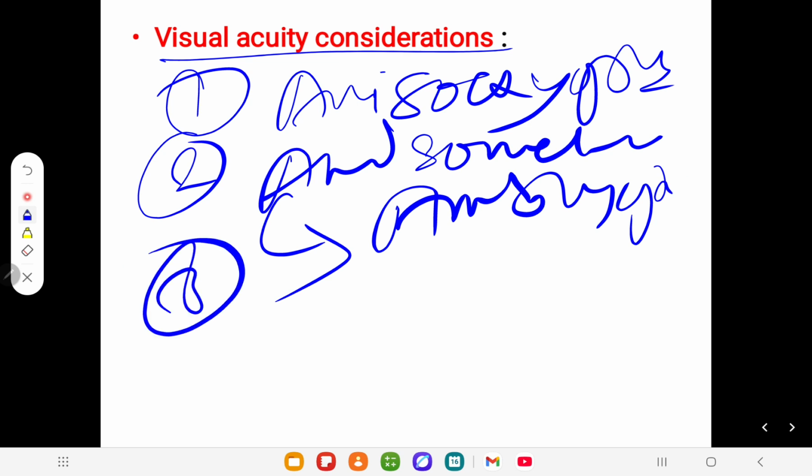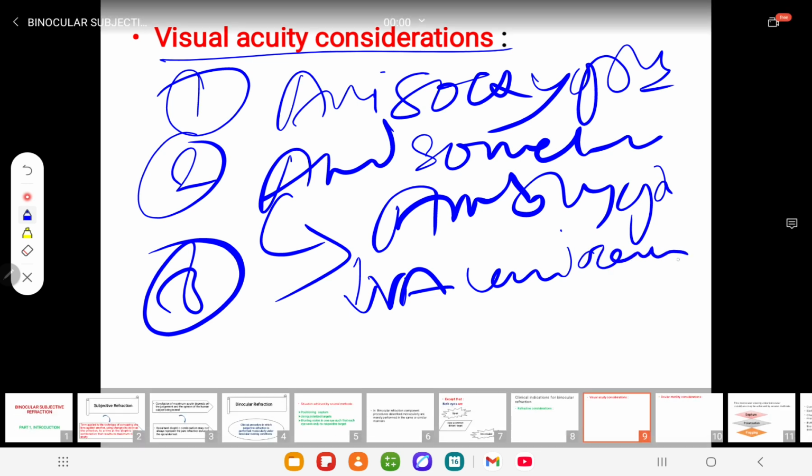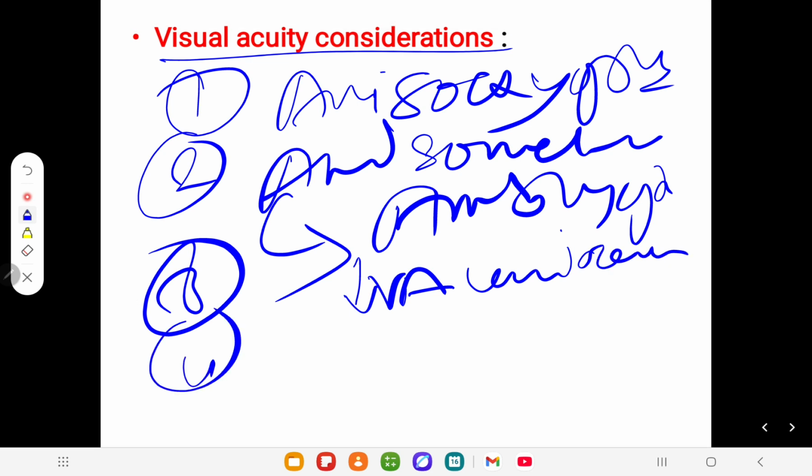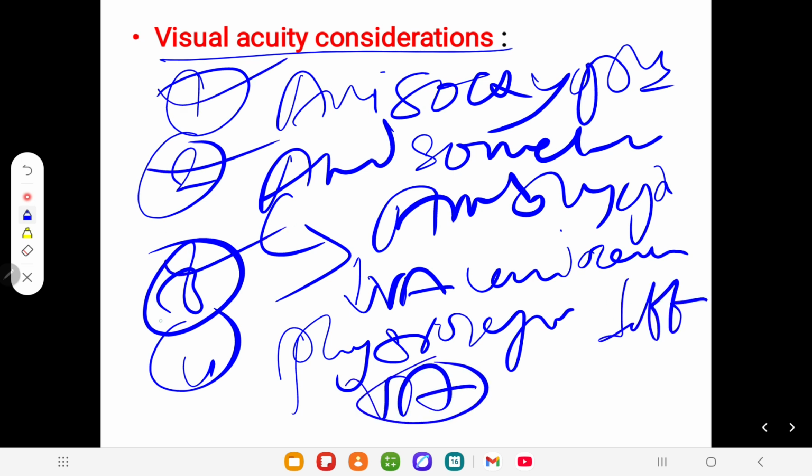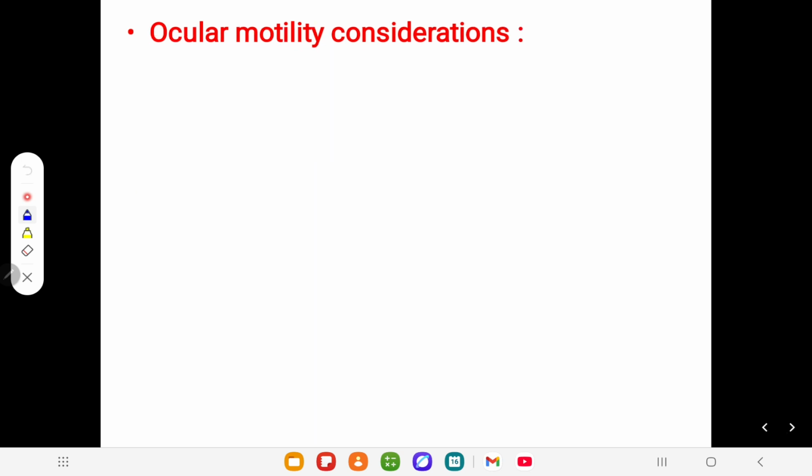And we don't know, maybe because of disease or whatever, there is a decrease in visual acuity uniocularly. At that condition we consider binocular subjective refraction. Or physiologically different visual acuity. Okay, physiologically different visual acuity. At these four conditions, we prefer binocular subjective refraction.